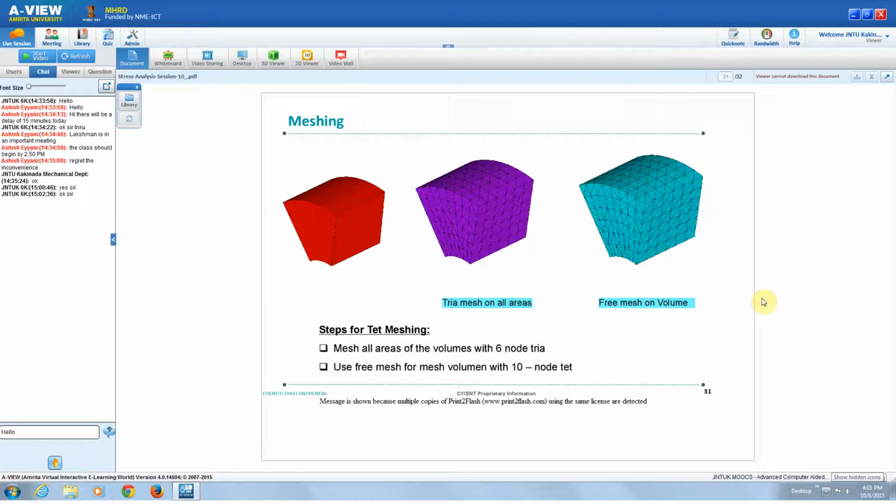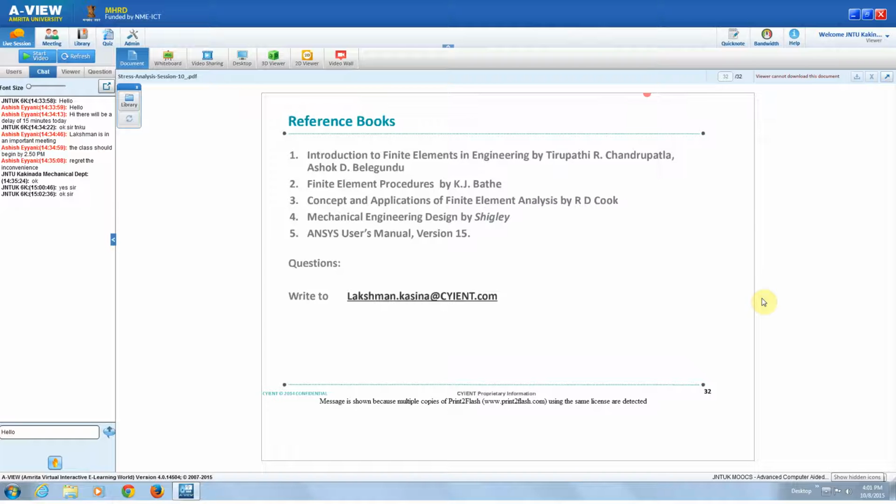I think this concludes my session for today. We will discuss more on mesh convergence again on coming Tuesday. Then that will complete our chapter 4 on finite element modeling. After that we'll be discussing loads and boundary conditions. These are the reference books, and you can write to me if you have any questions. Feel free to raise any questions. I'll try to give answers.